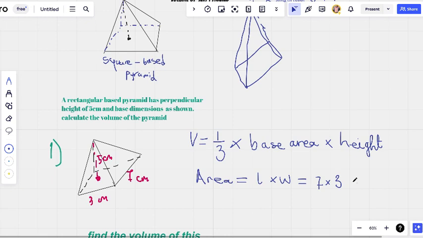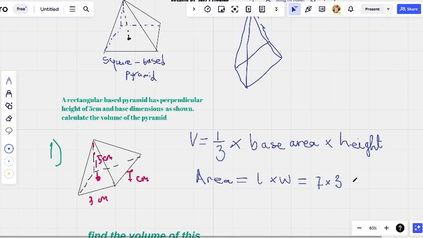So 1 over 3 times 21, we get 7, because 3 goes into 21 seven times. 7 multiplied by 5, we get 35. Sometimes you don't need a calculator. You just need to know how to figure out things.